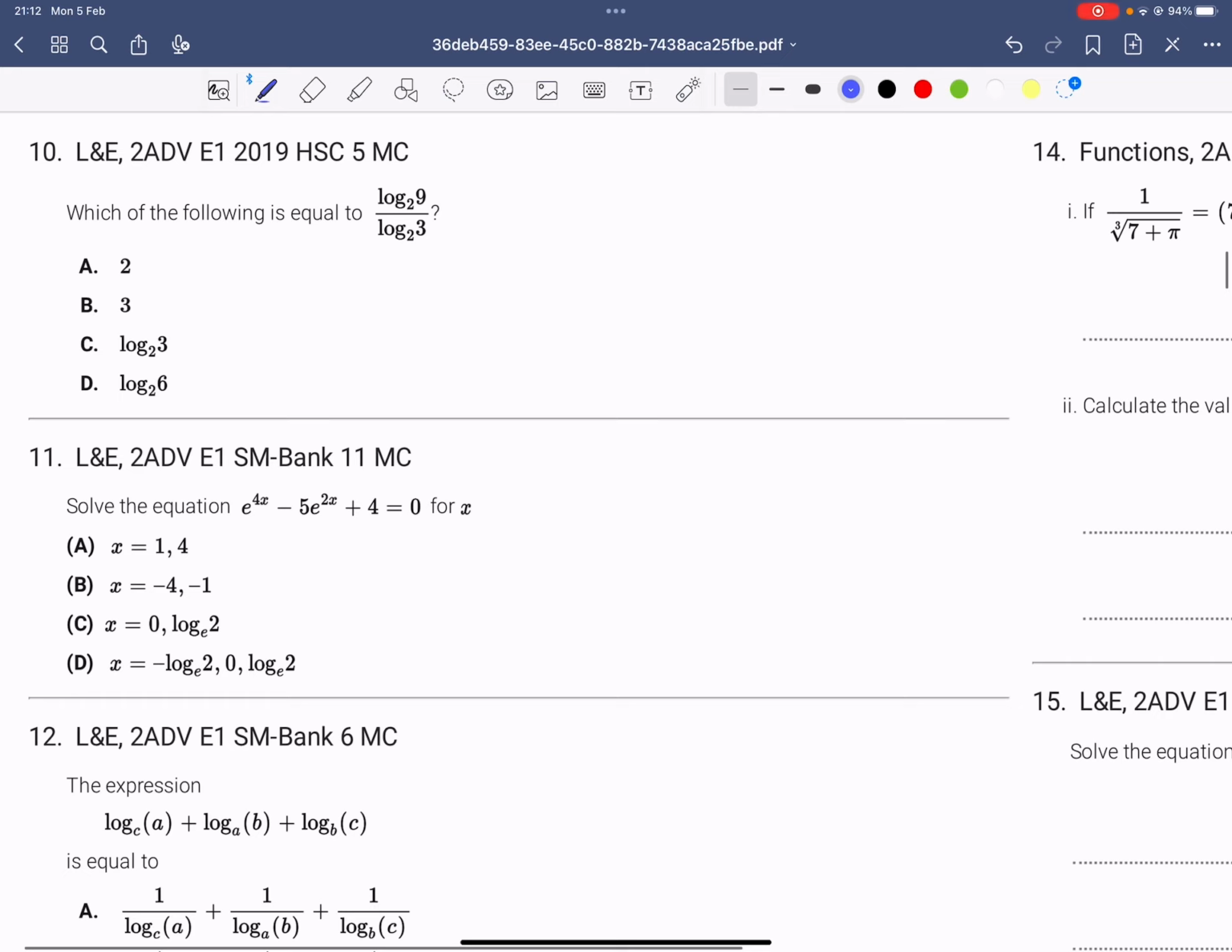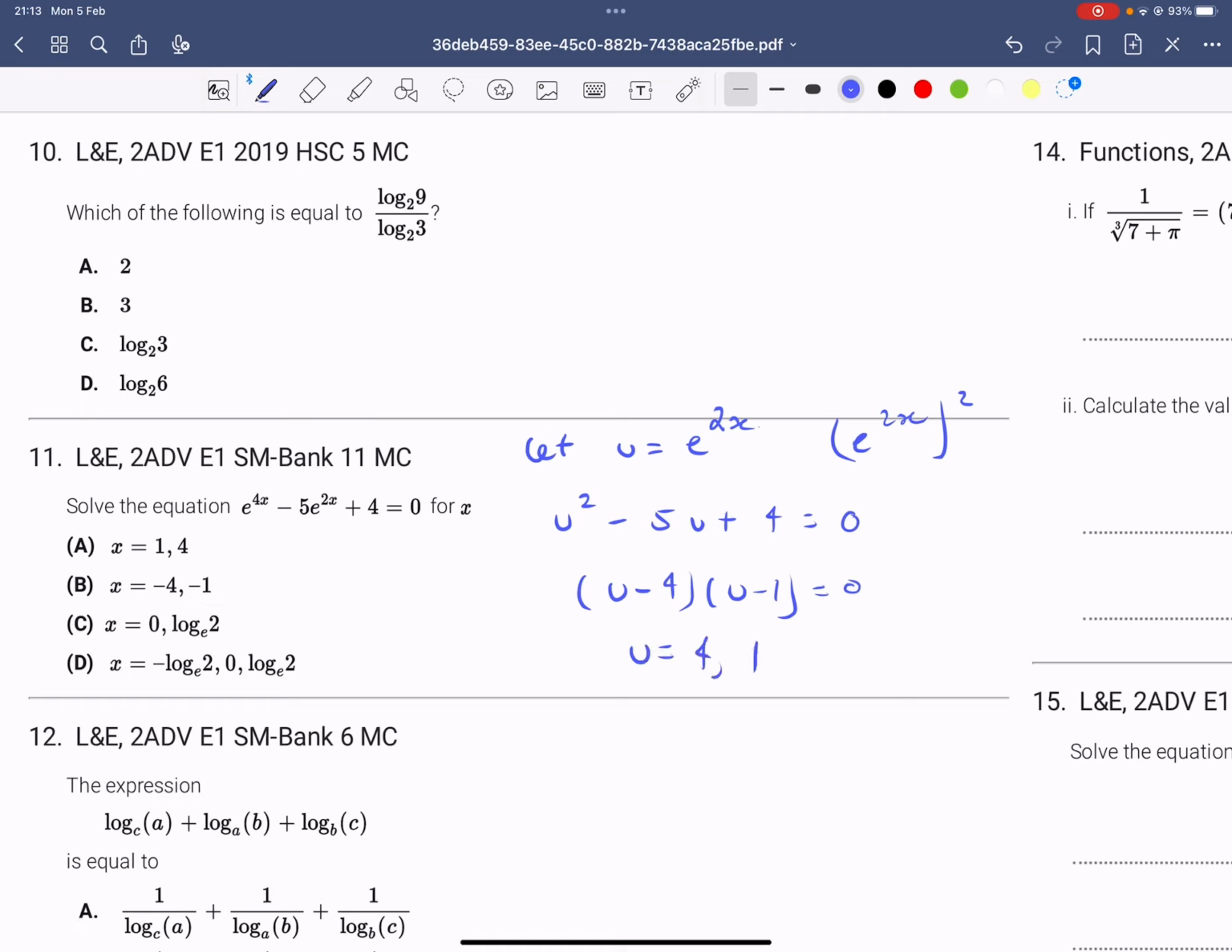Question number 11, we've got solve the equation e to the 4x minus 5e to the 2x plus 4 is equal to 0. To do this, we're going to use a u substitution, and we're going to say let u equal e to the 2x. Now, e to the 4x is e to the 2x squared. So we can say this is equal to u squared minus 5u plus 4 equals 0. That will factorize and give u minus 4, u minus 1 is equal to 0.